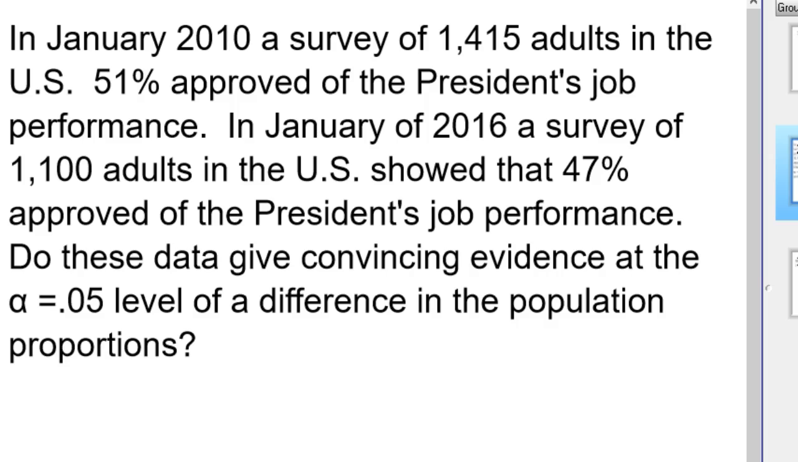And in January of 2016, a survey of 1,100 adults in the U.S. showed that 47% approved of the president's job performance. Do these data give convincing evidence at the alpha level of 0.05 of a difference in the population proportions?